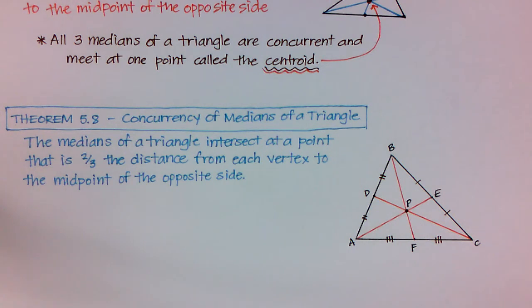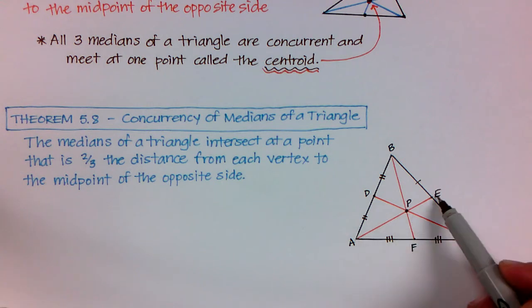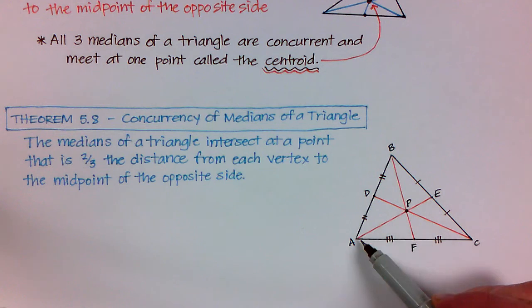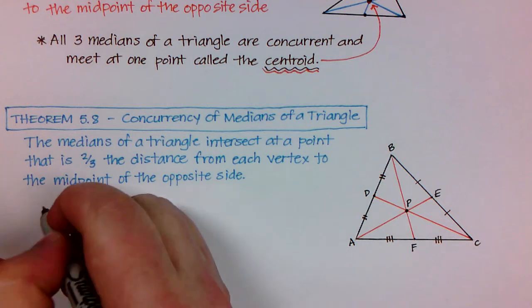And so let's read what it says. It says that the medians of a triangle intersect at a point that is 2/3 the distance from each vertex to the midpoint of the opposite side. So it's saying that if I have this median right here, AE, well, the distance from A to that middle point where they intersect is 2/3 of the whole length A to E. Pretty cool that they found out that this fact is true in all cases.